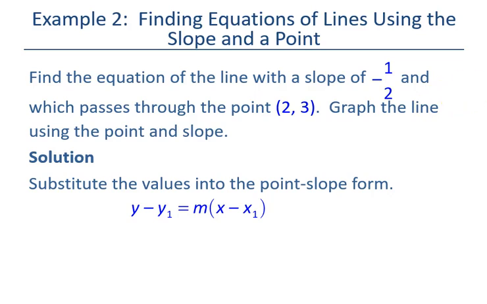Find the equation of the line with the slope negative 1/2, which passes through the point 2, 3. Graph the line using point and slope. Substitute the values in the point slope form. Well, let's remember that the slope is going to be our m. And then it's giving us a point here. We're going to have an x1 and a y1. So let's start filling everything in.